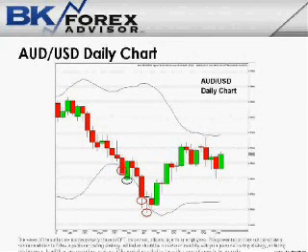This is the Aussie dollar daily chart example that we looked at earlier, where, if you were basically just buying when it touched the Bollinger Bands in the oversold zone, then you would have had 3 losers and 1 winner.